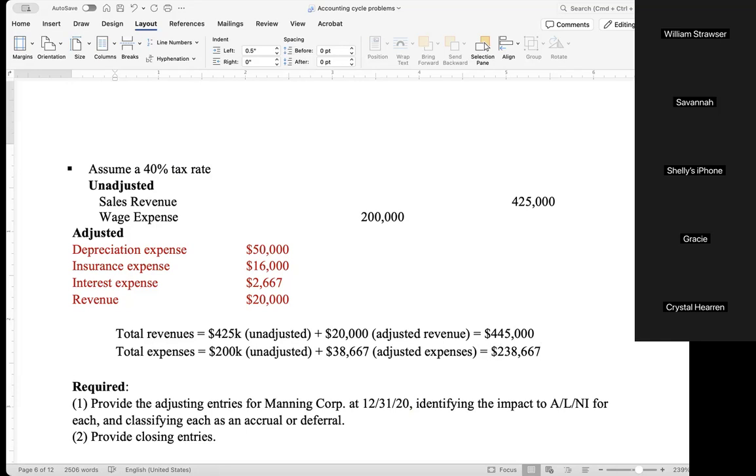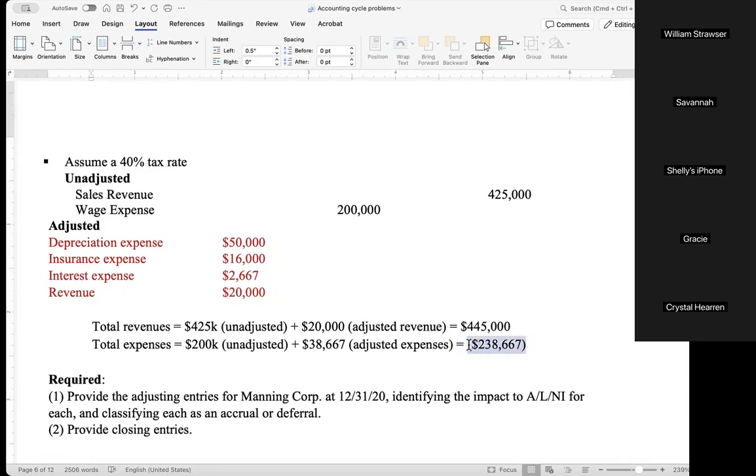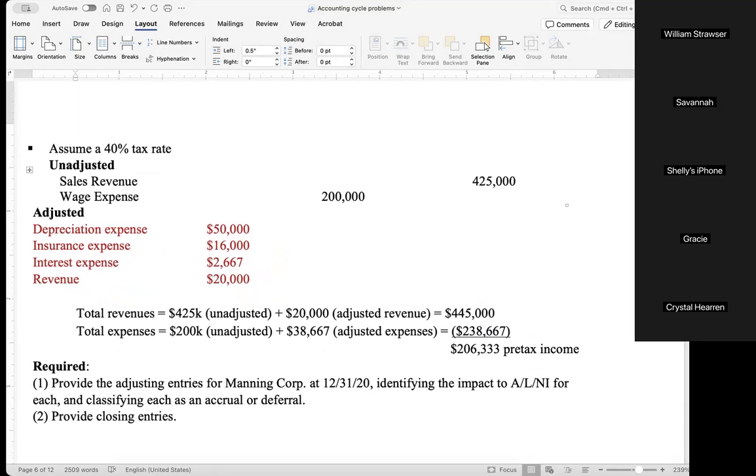So if this is my total expenses and that's my total revenues, and these are both prior to tax, then I want to take their difference and I end up with 206,333. This is pre-tax income. Because what it tells me is this is the total income I have without considering taxes, just based on my revenues minus my expenses.